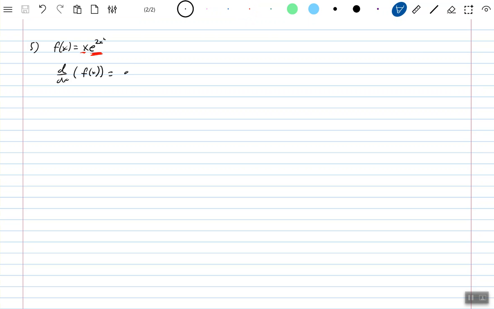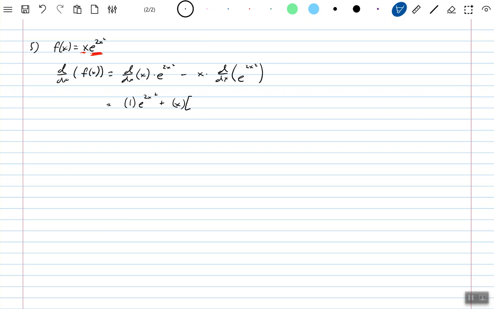The product rule is the derivative of the first times the second, e to the 2x squared, plus the first times the derivative of the second. Right? Now, for this first term, what's the derivative of x? Well, it's just 1. So that becomes 1 times e to the 2x squared plus x times the derivative of e to the 2x squared.